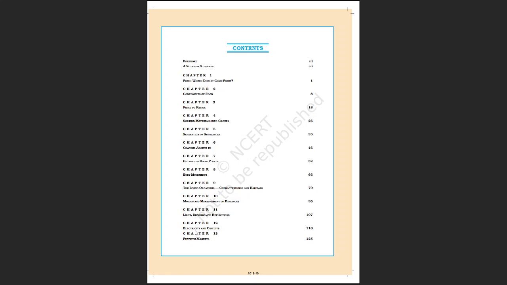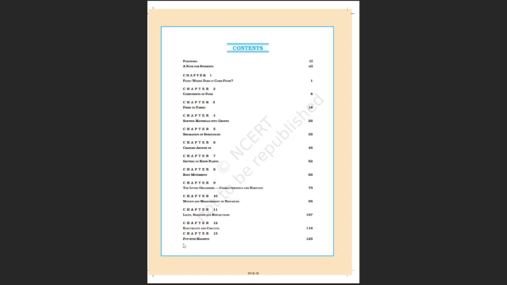Then the next is Electricity and Circuits. In this we will study how electricity is generated, how circuits are formed, the components and the materials which we use to make circuits to generate electricity, etc.